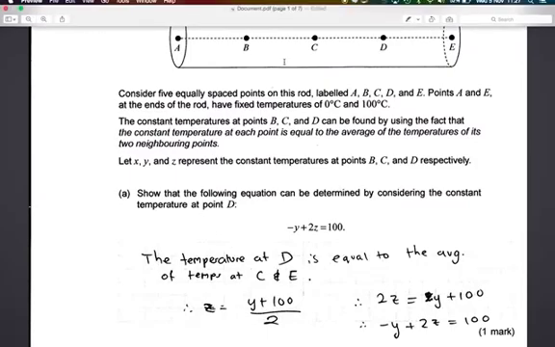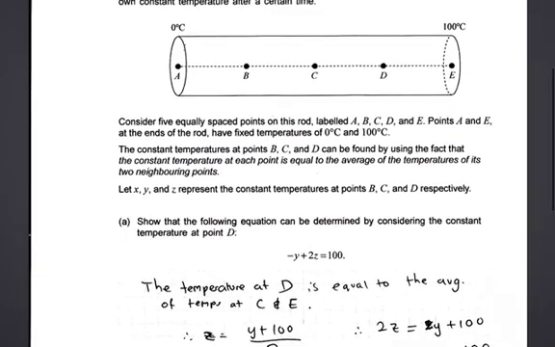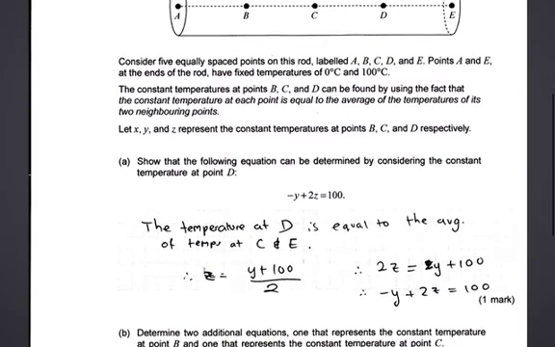So we know that the temperature at C is going to be y, because we know x, y, and z are B, C, and D respectively. Then we know the temperature at E is going to be 100, because we know that one end of the rod is 0, the other end of the rod is 100. So, from there, we know that z, which is the temperature at D, is equal to y, temperature at C, plus 100, temperature at E, divided by 2.